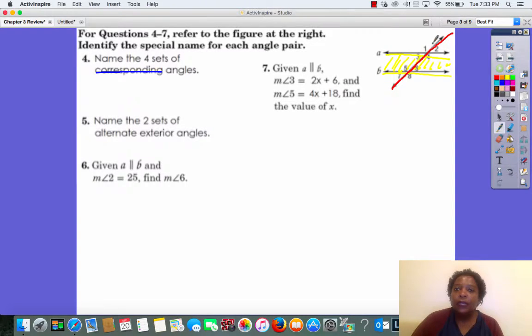So here's an angle on the outside, the exterior. So angle 1. I need another exterior angle that I cross the transversal to get to. So angle 1 and angle 8, to get from one to the other, I cross the transversal, so they're on alternate sides of that transversal. Another set would be angle 2 and angle 7. They're both on the exterior, and to get from one to the other, I have to cross that red transversal.